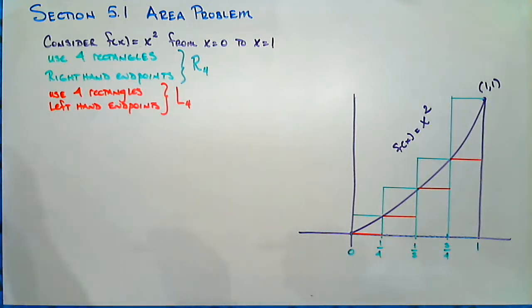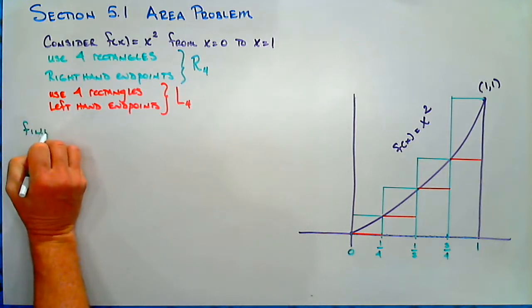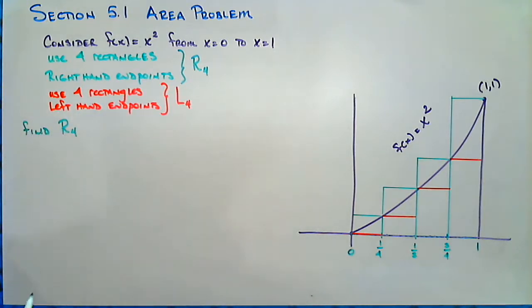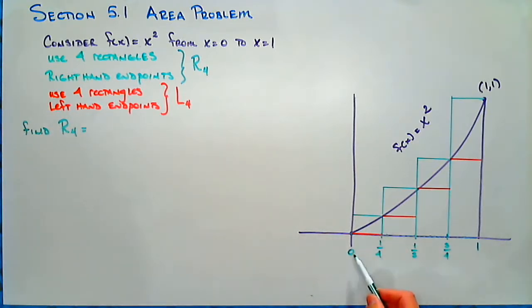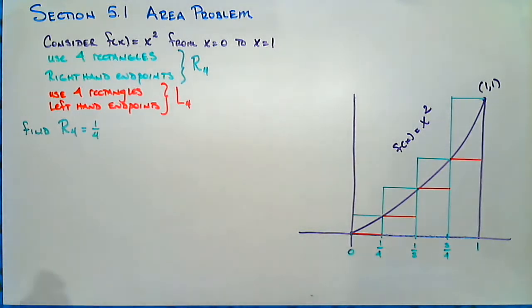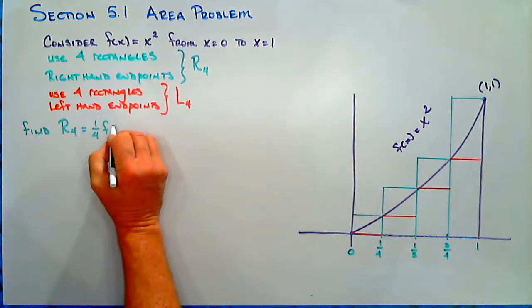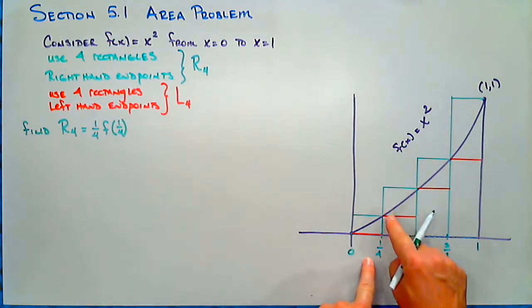Now, what would they ask us to do in a homework problem? They would say, find R sub 4. Now, that is going to become just a glorified arithmetic problem for us. If we had to find R sub 4, what would we say? We would say, well, I have a rectangle right here. I have this green rectangle. I'm using green because we're using the green rectangles. How wide is my rectangle? Well, my rectangle is 1/4 wide. How tall is my rectangle? Well, my rectangle is f of 1/4. The function tells me how tall it is.